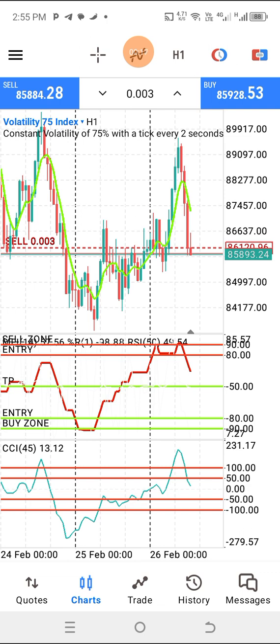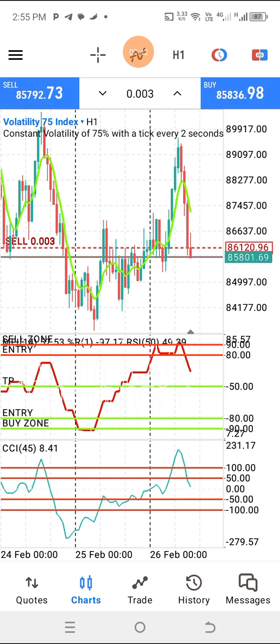Now today I'm going to teach you a simple strategy you can use on your mobile phone to scalp the market. Exactly. You can use this strategy on your mobile phone to scalp any pair, either Forex or synthetic indices, even the crypto market. So we just have a few indicators on the chart.